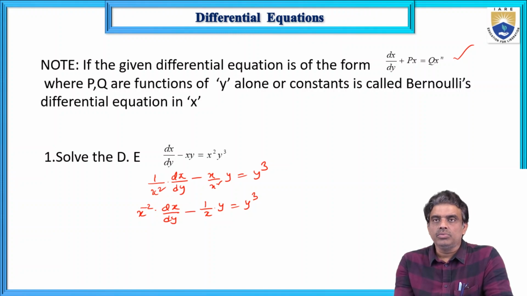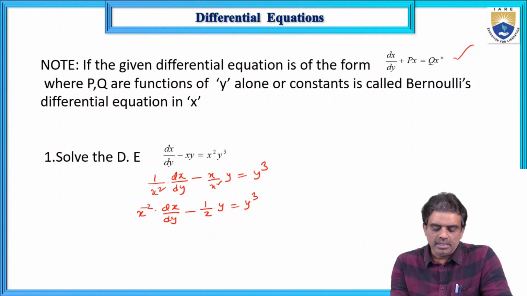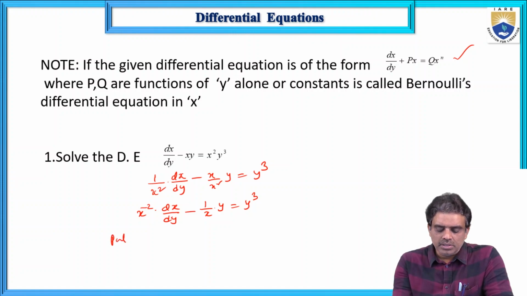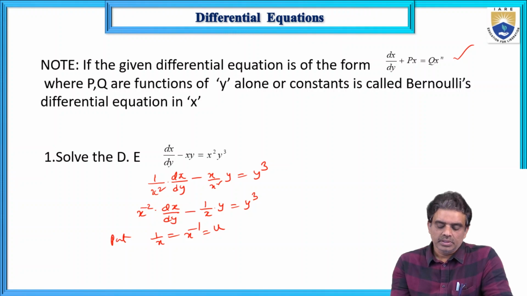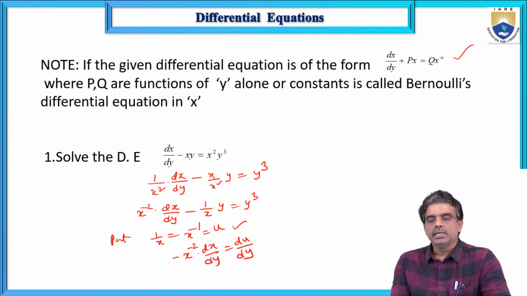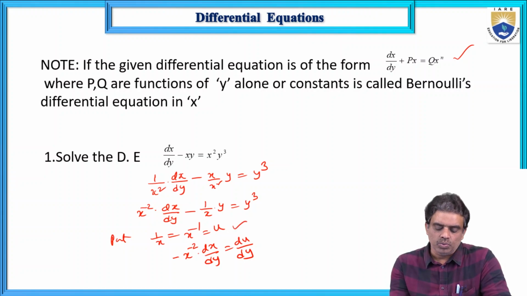Then you convert it into a linear differential equation of first order in x. So here you can write y into 1 by x. Now put 1 by x, or x power minus 1, equal to u. Then what can you write? Minus x power minus 2 of dx by dy is equal to du by dy. I am taking the substitution x power minus 1 is equal to u.